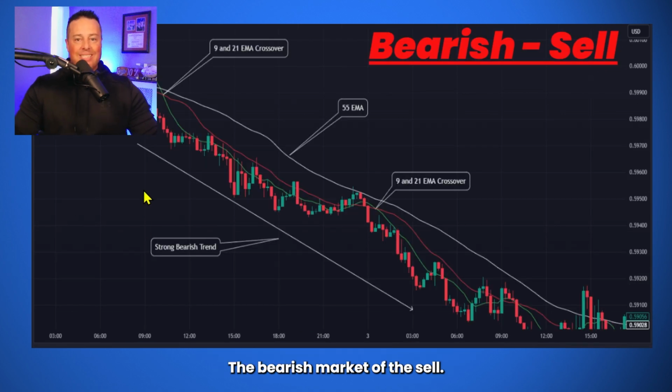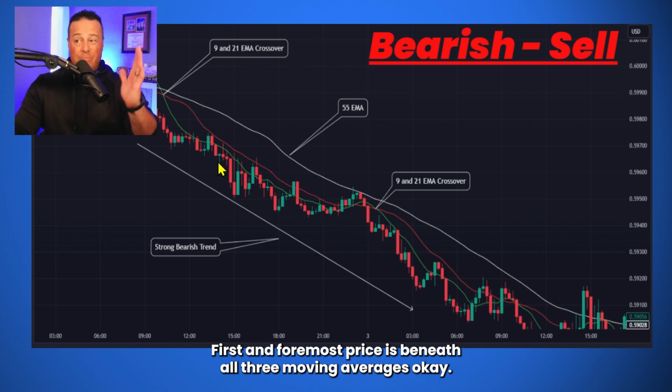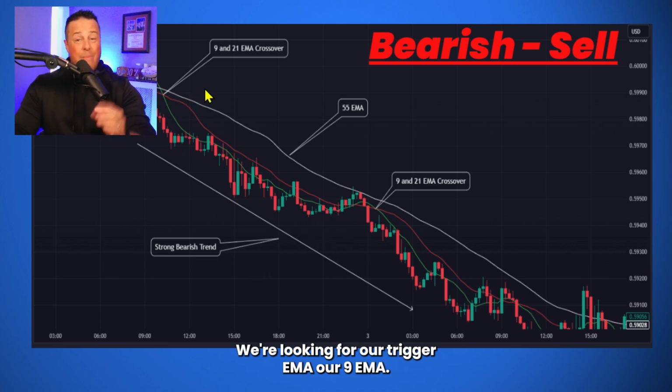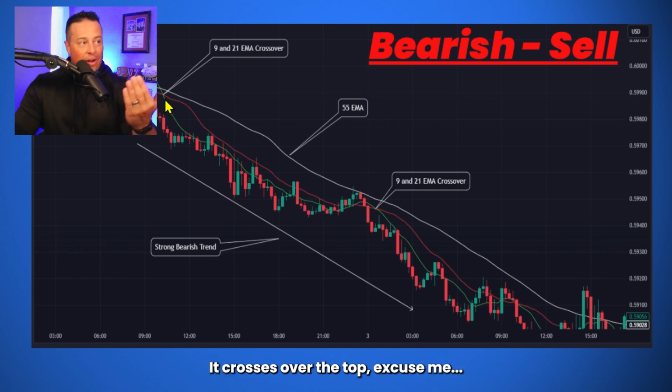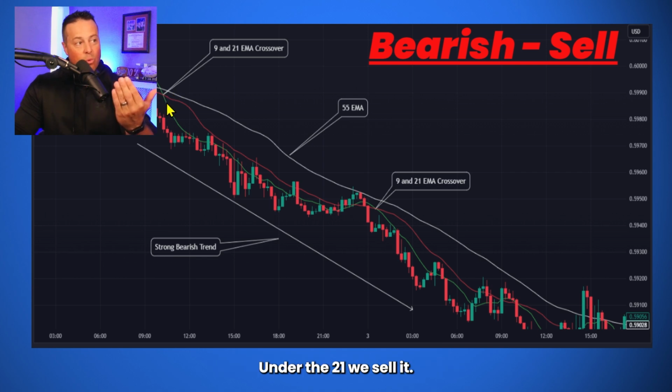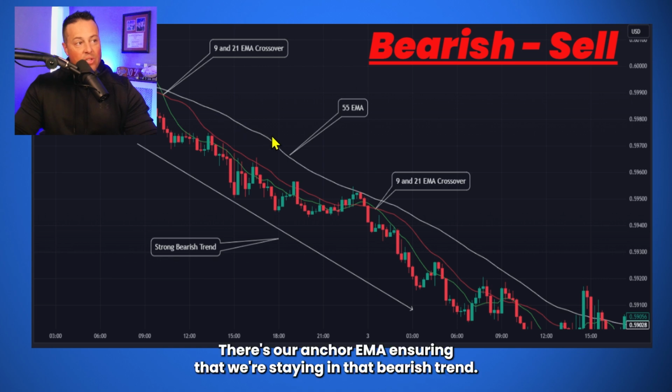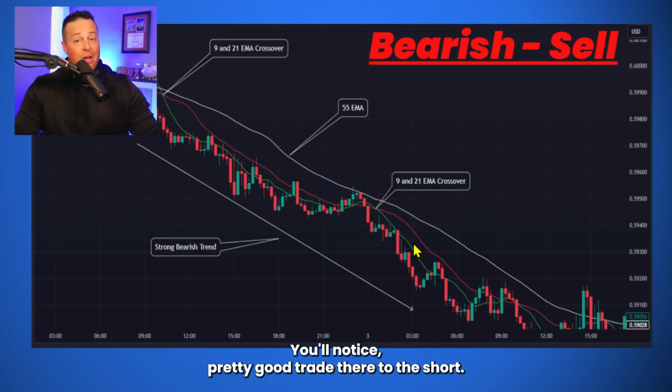The bearish market of the sell, first and foremost, price is beneath all 3 moving averages. Okay, we're looking for our trigger EMA, our 9 EMA. It's right there. It crosses under the 21. We sell it. Just simple as that. There's our 55. There's our anchor EMA, ensuring that we're staying in that bearish trend. You'll notice pretty good trade there to the short. So very, very simple to execute this.